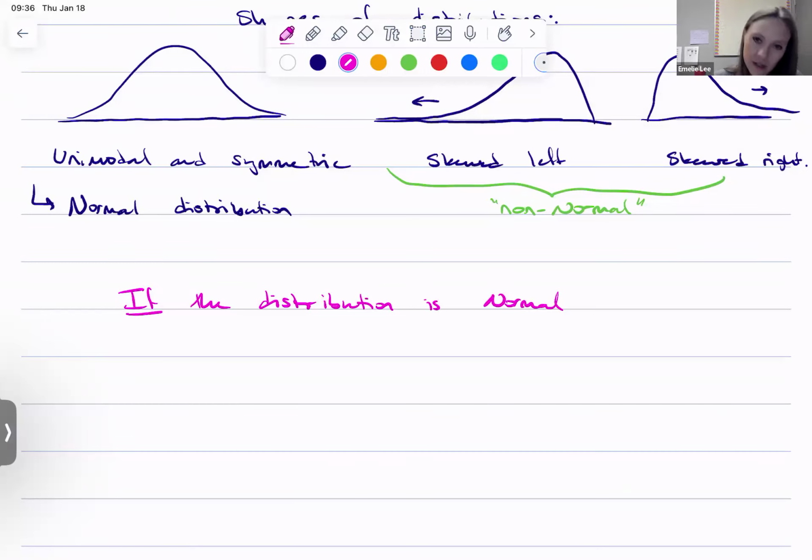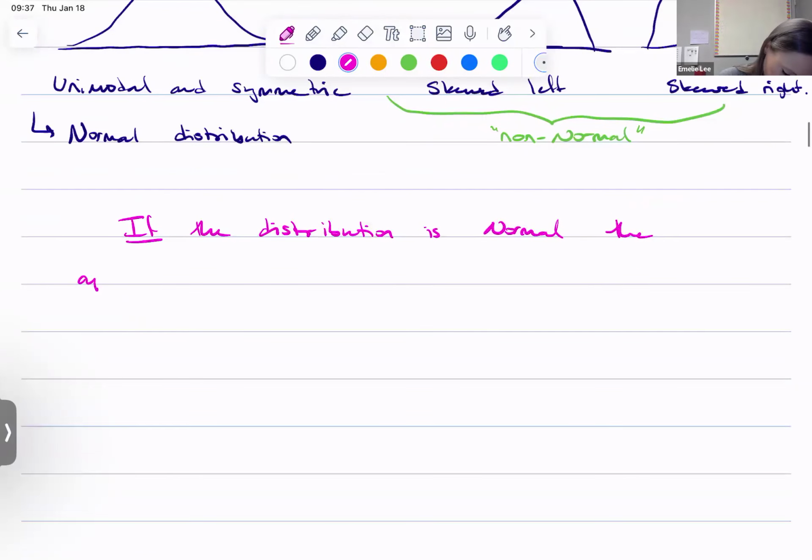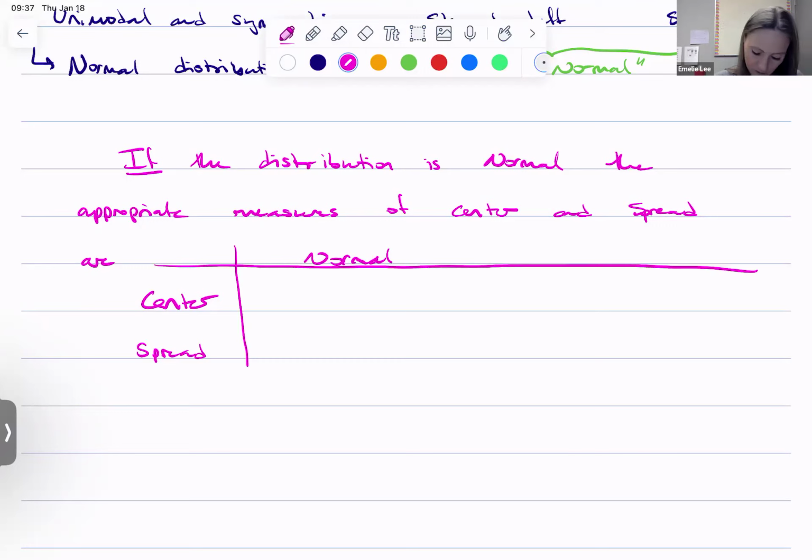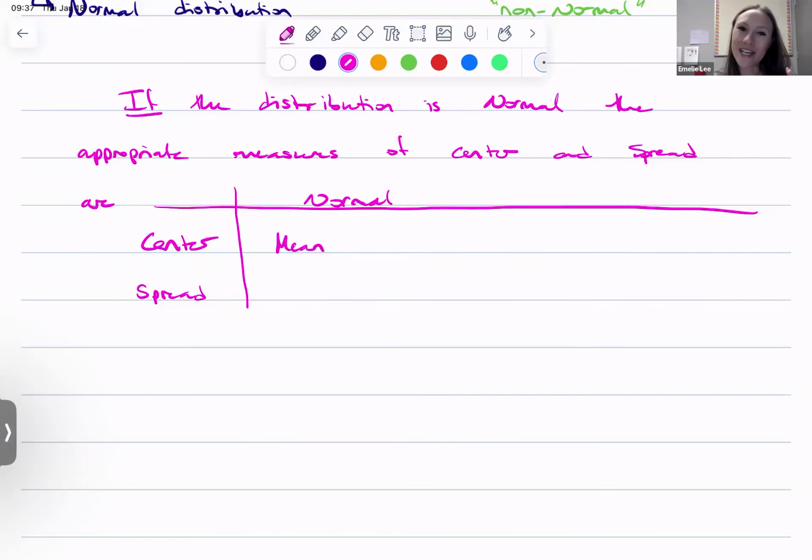So if the distribution is normal, okay, the appropriate measures of center and spread are the mean. Well, maybe I should say center and spread. Let's talk about if we have a normal distribution, right? Then our best measure of center is the mean. And for the spread, we talked about the variance, and then I had a brief moment to introduce the standard deviation, but what we're going to focus on in this course is the standard deviation.